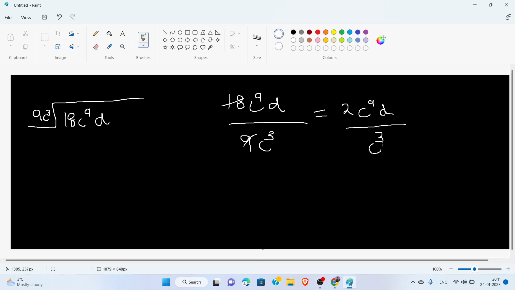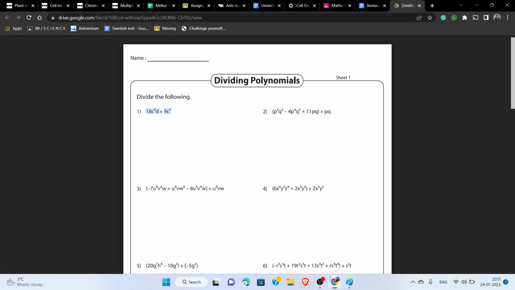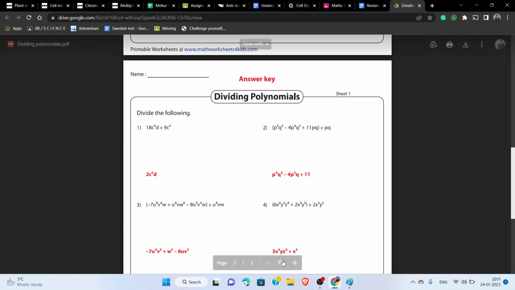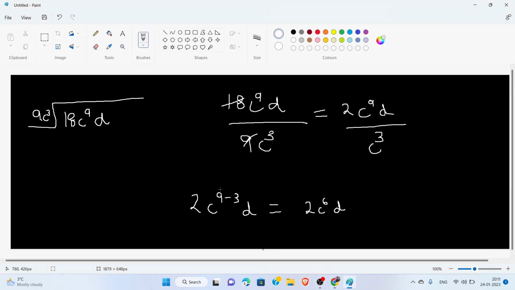And then you already know how to divide exponents. 2 times c to the power 9 times d divided by c cubed is basically the same as saying 2c to the power 9 minus 3 times d, which equates to 2c to the power 6d. Let's check if this is the correct answer. Yeah, 2c to the power 6d. Correct.